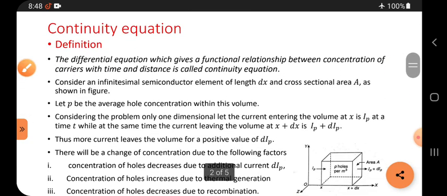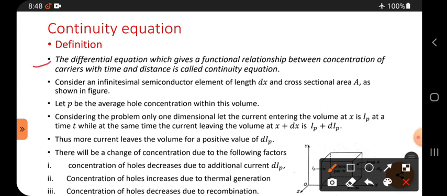Continuity equation. First, what is a continuity equation? Definition: the differential equation which gives a functional relationship between concentration of carriers with time and distance is called the continuity equation. So the continuity equation is a differential equation, and it gives a functional relation between time and distance. That is why it is called the continuity equation. Time and distance, both are present in the equation.